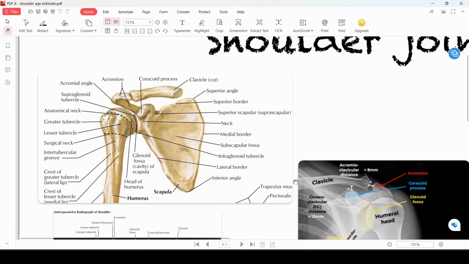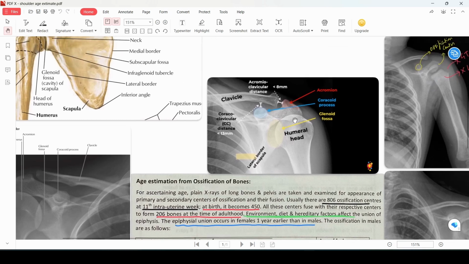Okay, in x-ray how will this look? In x-ray this looks something like this. So this is the clavicle, this is the humeral head, this is the coracoid process, this is the acromion process, and this is the lateral border of the scapula.